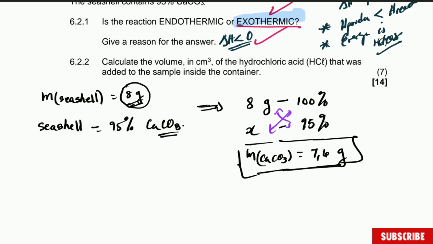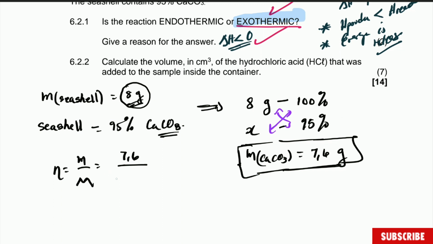So now that we know the mass of the calcium carbonate, we are going to calculate the number of mole of the calcium carbonate. So we have to calculate the number of mole of this calcium carbonate: mass divided by molar mass. What mass? The 7.6. We cannot use the 8 because the 8 is the whole seashell, which not everything reacted, only the pure calcium carbonate. So this one will be 7.6 divided by the molar mass of calcium carbonate.